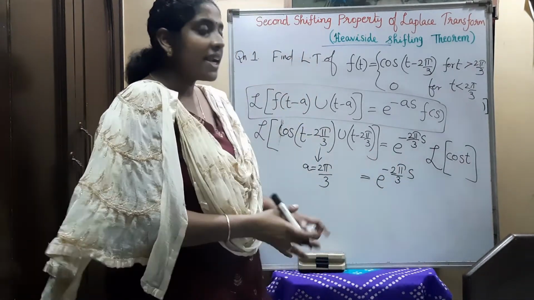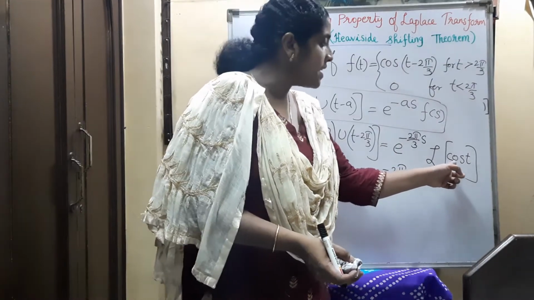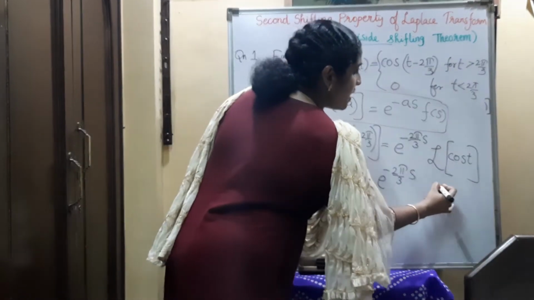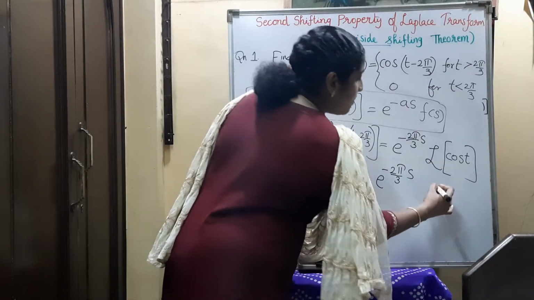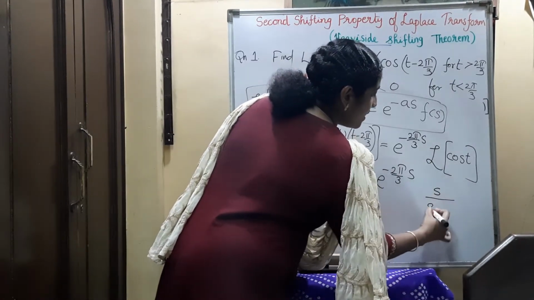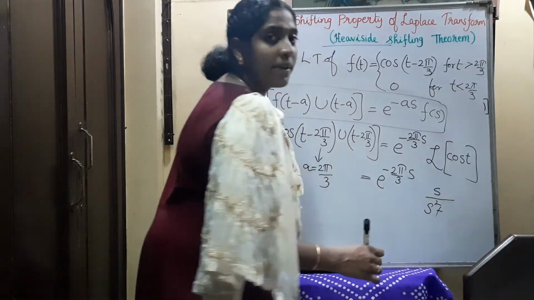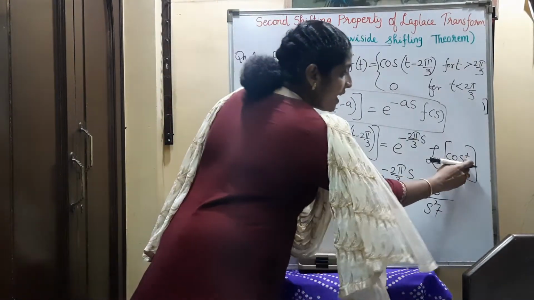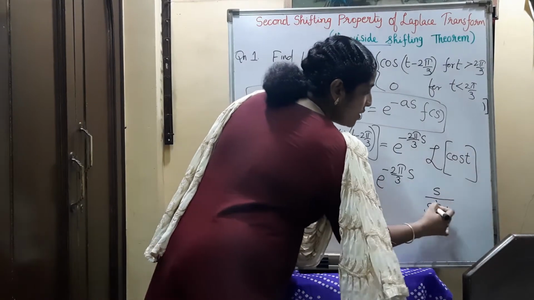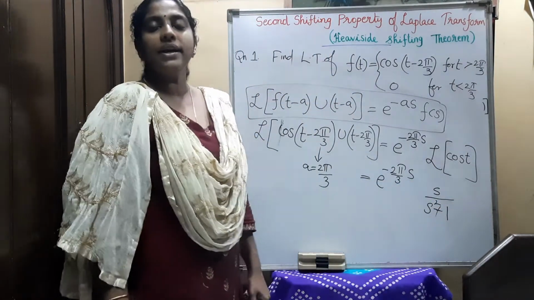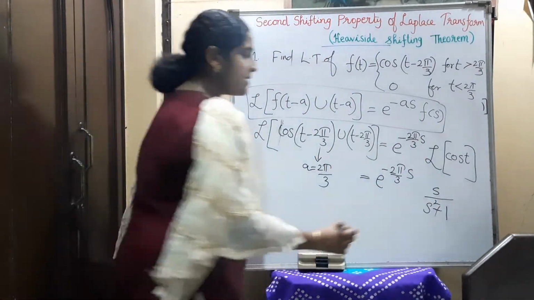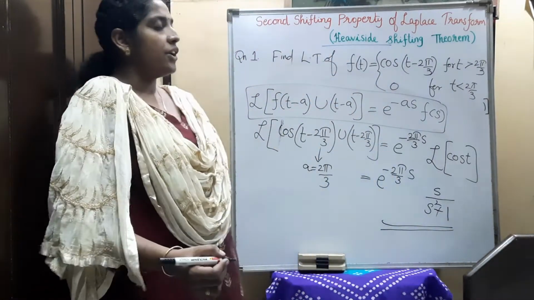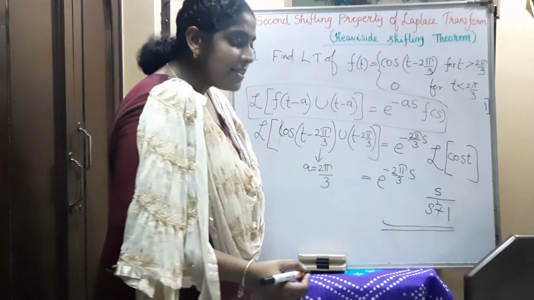What is the Laplace transform of cos t here? The Laplace transform of cos at is s divided by s² plus a². Here a equals 1, so this will become s divided by s² plus 1. So the answer is e^(−2πs/3) times s divided by s² plus 1.